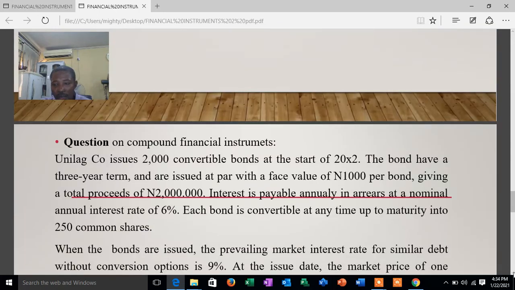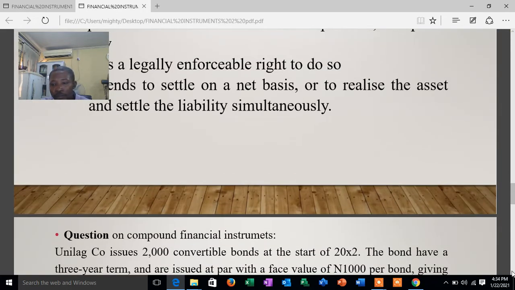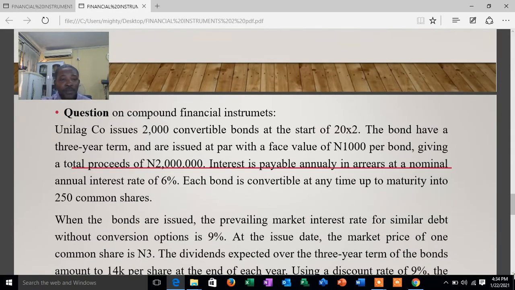all you need, number one, you need your convertible loan bonds, and they said at 1,000 naira per bond, and that gives a total proceeds of 2 million. Then they said interest is payable annually in arrears. Now take note, when they say interest is payable annually in arrears, it simply means that it is paid at the end of each year.